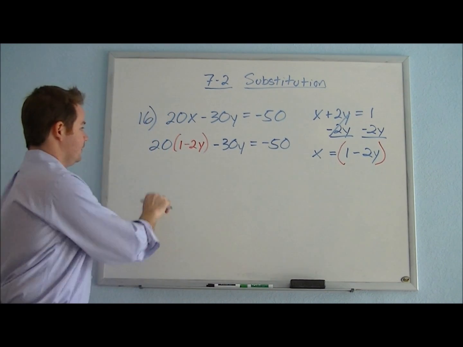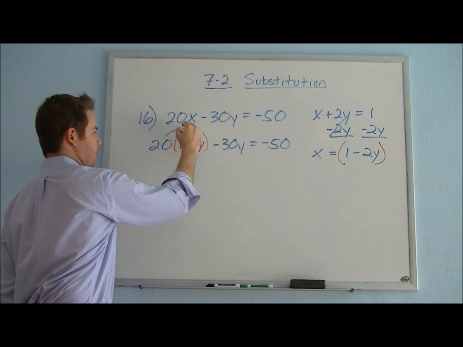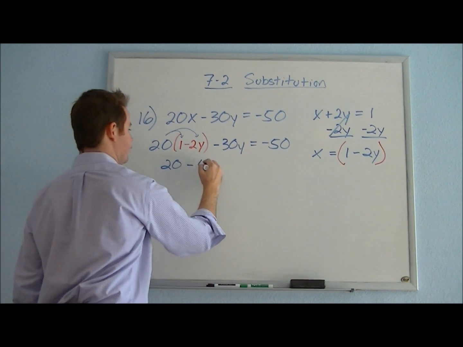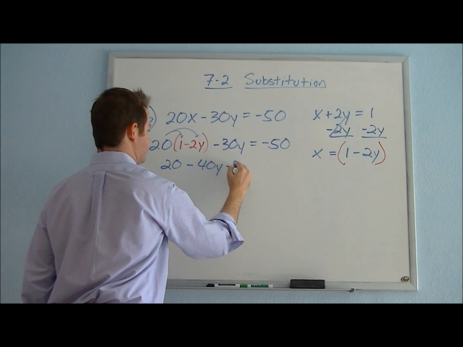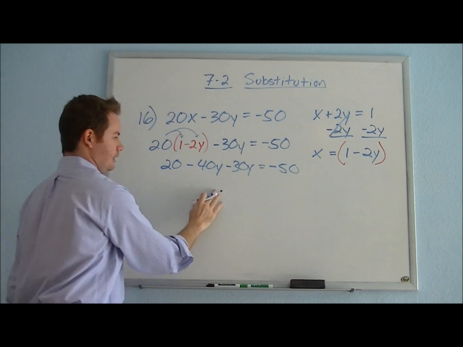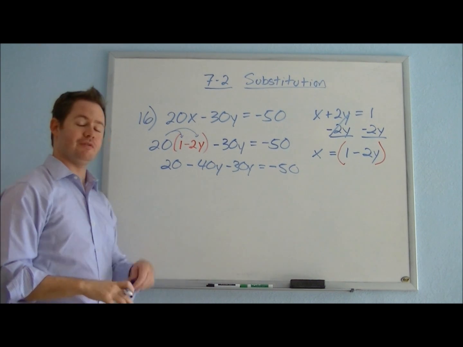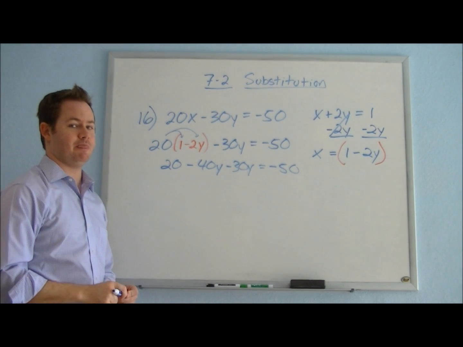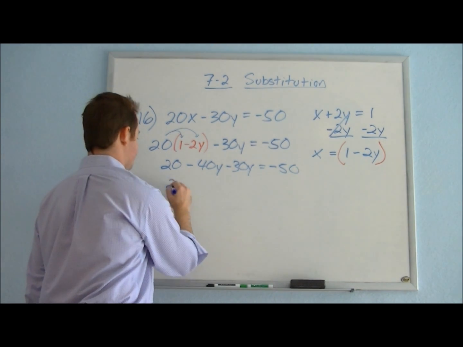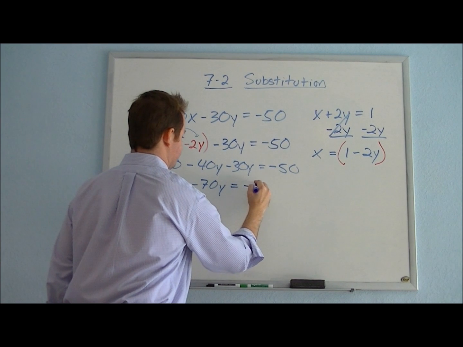Now from here, we have to distribute this coefficient to both terms in the parentheses. So we end up with 20 minus 40y minus 30y equals negative 50. Here we can combine like terms. Negative 40 and negative 30 would give us how much? If you said negative 70, you're correct. So we have 20 minus 70y equals negative 50.